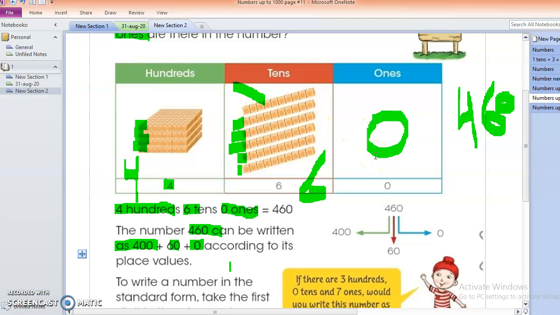To write this in standard form, you write 4, 6 and 0. The number 460 can also be written as per its values. 4 has the value of 400, so I can write 400, plus 6 has a value of 60, plus 0 has a value of 0. So 400 plus 60 plus 0 will become 460. If you add these all, you will also get 460. So we can write this 460 also by adding their values, 400 plus 60 plus 0.